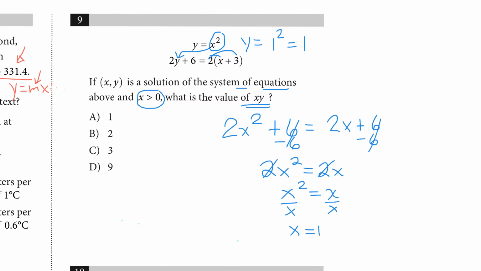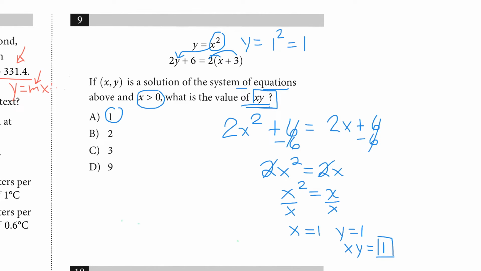Now, what is the question asking for? Well, the question is asking for the product of x times y. If x is 1 and y is 1, then the product of x times y is going to be 1 times 1, which is 1. So in this case, the answer is 1. Answer A.